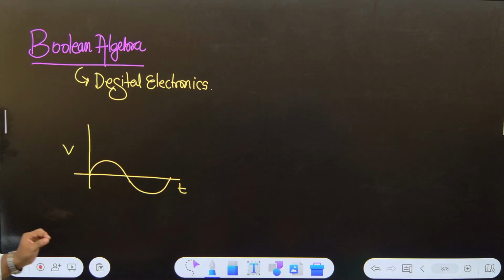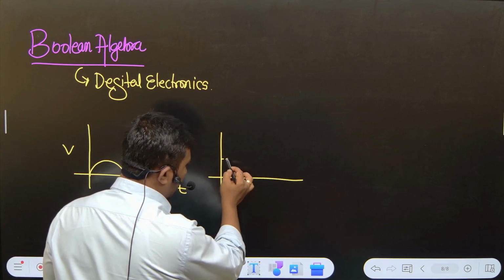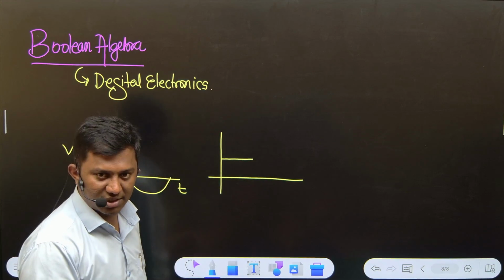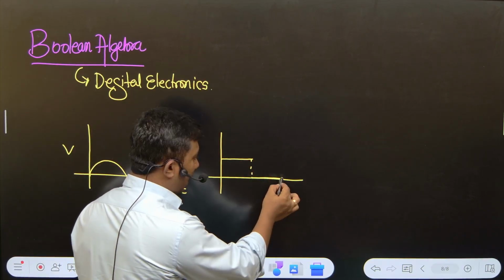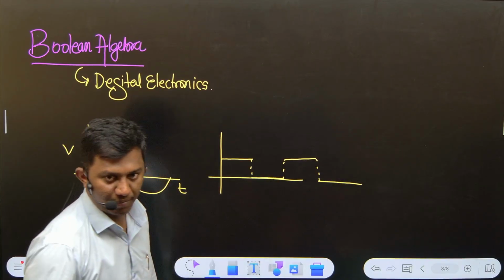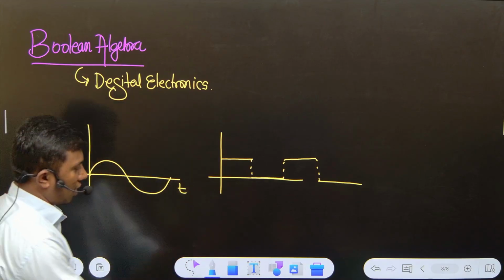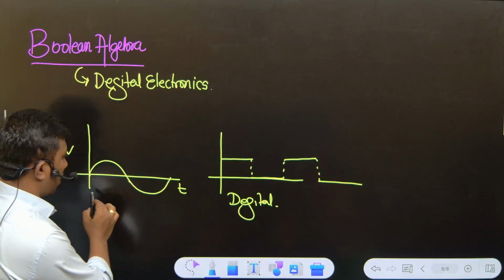But there is a digital input. Digital input means for some time the input is maximum, for the rest of the time the input is 0, and next time again the input is maximum, then next time the input is 0. This kind of input is called a digital input. This is analog.